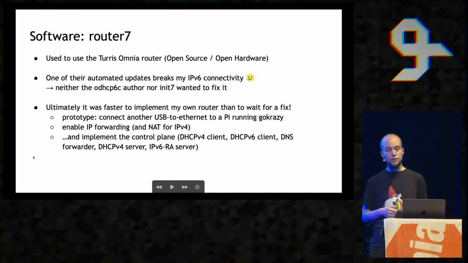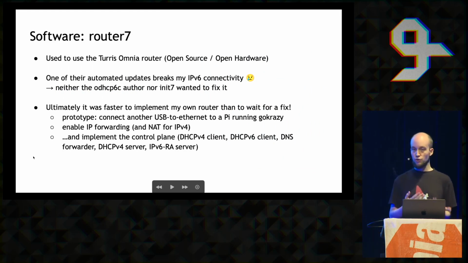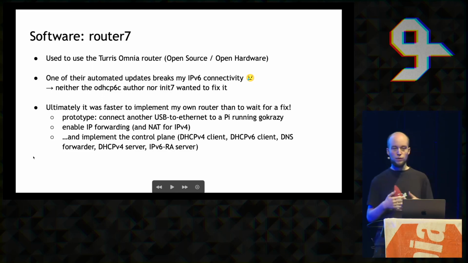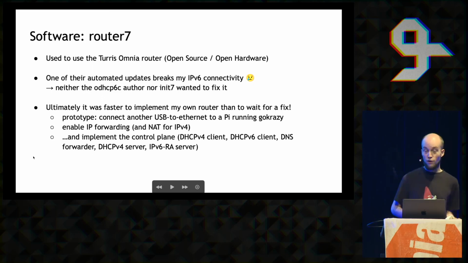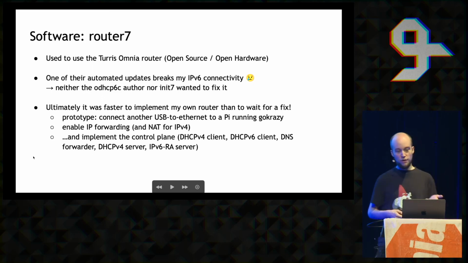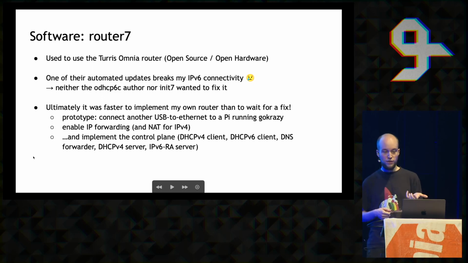So let's talk about the software that you need. For my router, I actually didn't use a PC. For the longest time, I used the Turris Omnia, which many of you might know from, I don't know, 10 years ago or so. It was a very popular open source hardware. It was entirely open hardware. And I bought it because it had automated updates. And then it annoyed me because it had automated updates, because one of their automated updates actually broke my IPv6 connectivity.